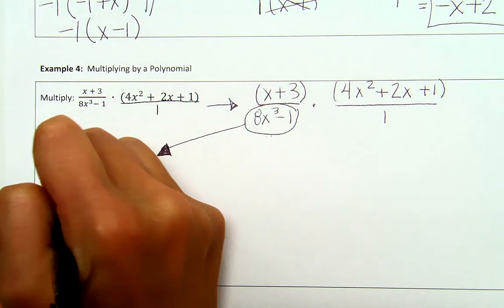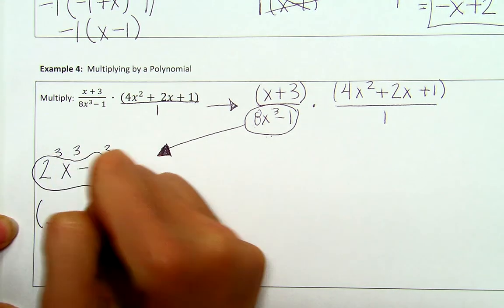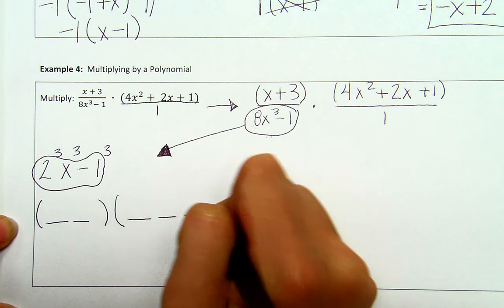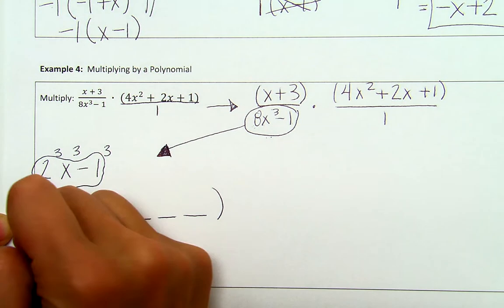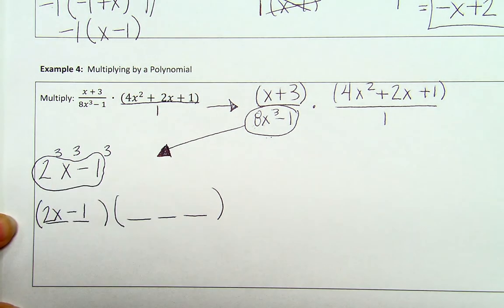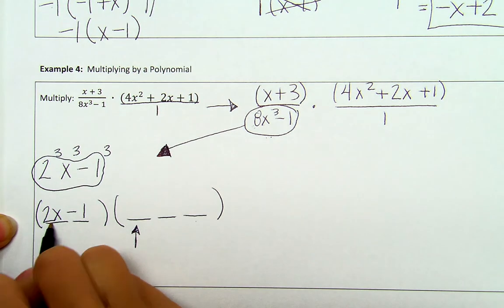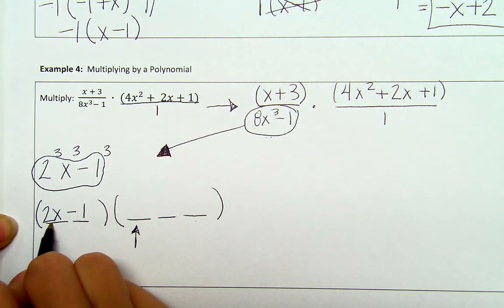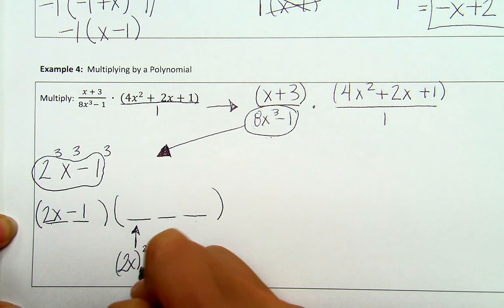Once you do that, you can circle out your cubes, and you're going to follow the pattern that goes along with the sum and difference of perfect cubes. The 2x minus 1 obviously goes into your first parentheses. You have 3 dashes left. The first dash of your second parentheses is always your first term in your first parentheses squared. So 2x squared. We have to square both terms.